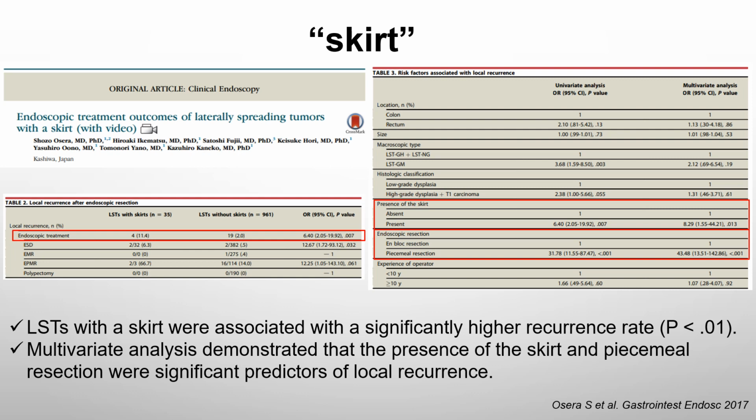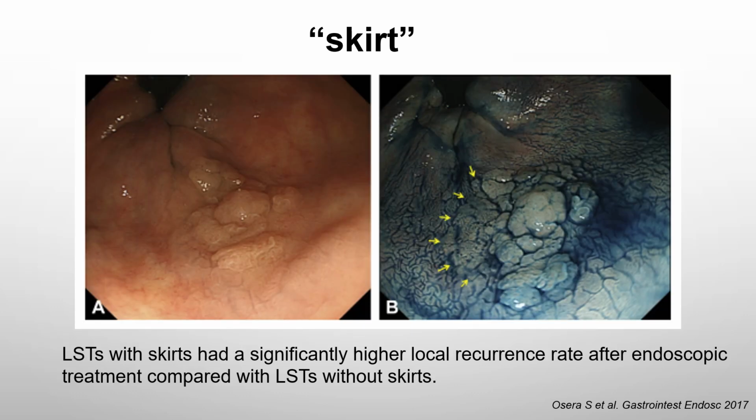LST with the skirt were associated with a significantly higher recurrence rate. Multivariate analysis demonstrated that the presence of the skirt and piecemeal resection was significantly the predictor of rectal recurrence. In this case, the border was not so clear on the observer's left side even after indigo carmine staining. The arrows show the border between the skirt region and the normal mucosa. Such regions require attention during ESD.